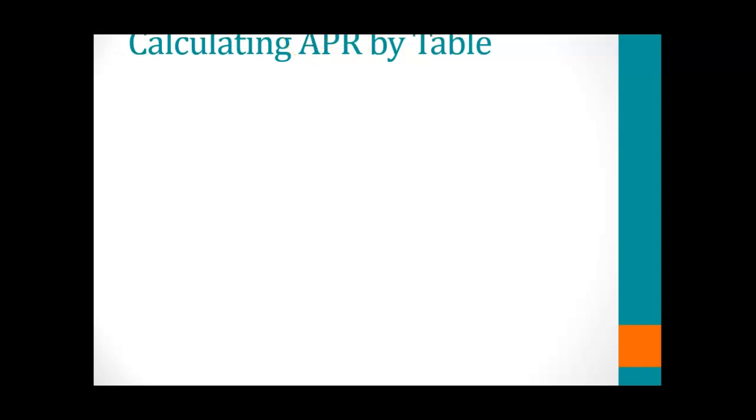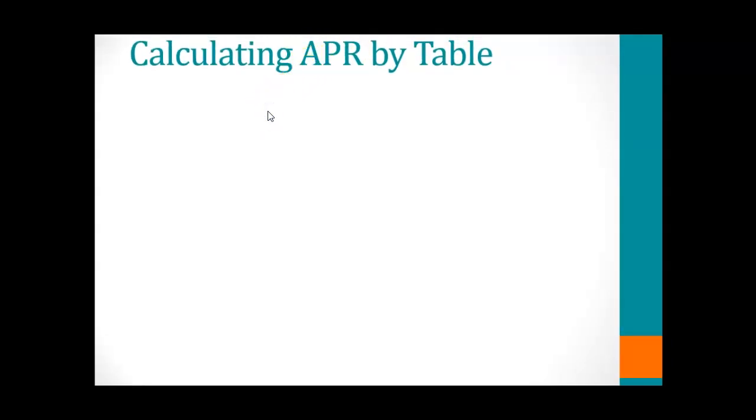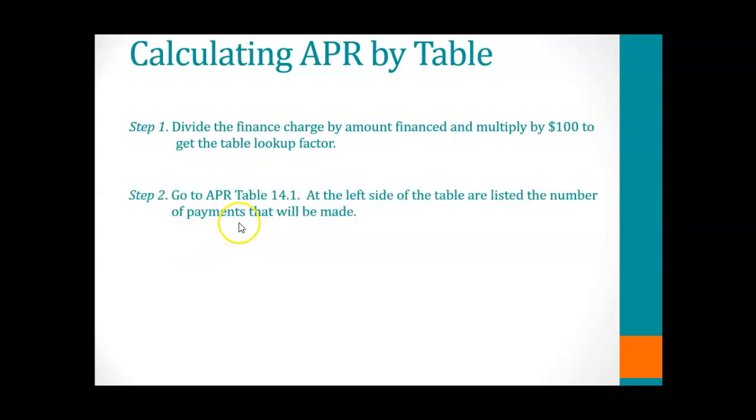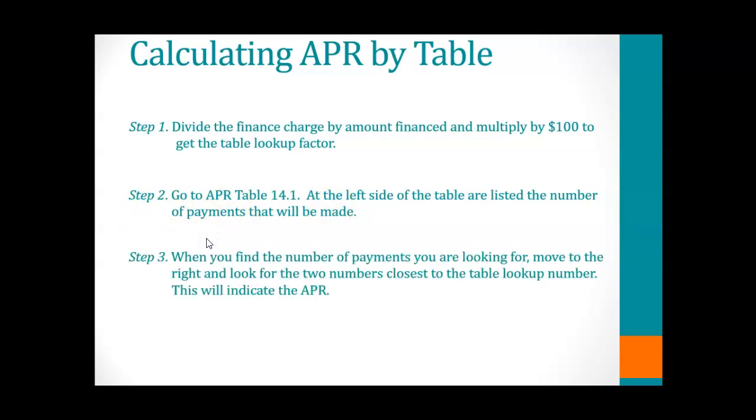Now we can calculate what's called the APR, which stands for the annual percentage rate, by using a table. So in chapter 14, you have a table, called Table 14.1, that we'll look at in a few minutes, and we can use this table to determine the actual interest rate, the APR, that you're paying on the finance. So to do this, we'll divide the finance charge by the amount financed, and that would give us a factor. And we multiply that amount by 100 to get the table lookup factor.